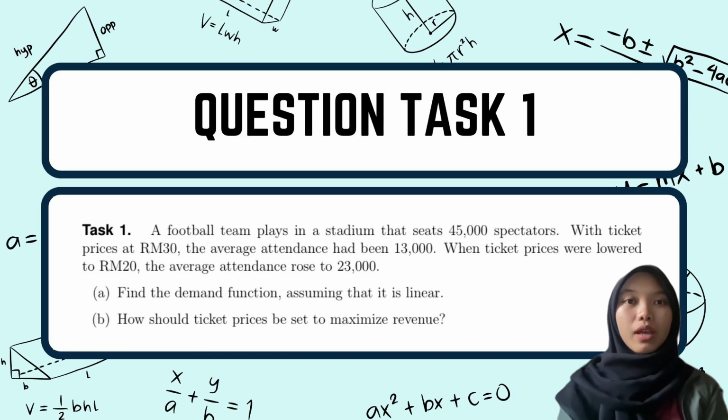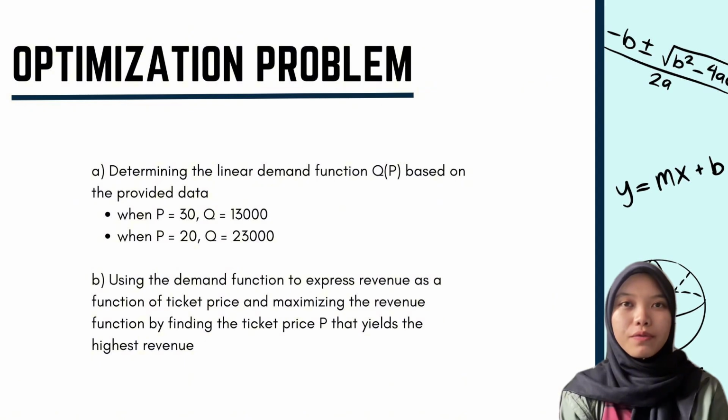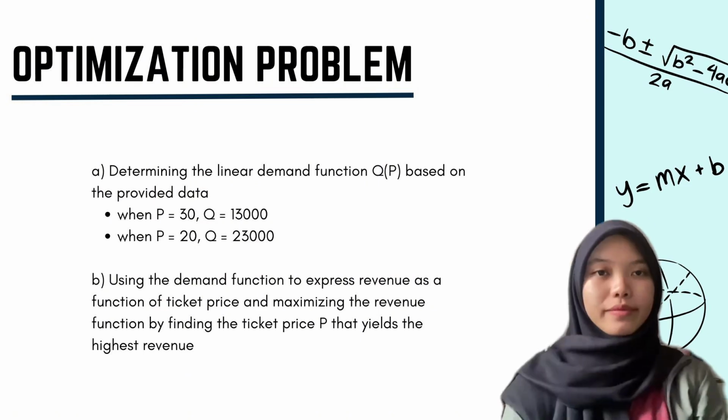For the question of Task 1, our primary objective is to find the demand function by assuming that it is linear, and then determine how the ticket price should be set to maximize revenue. By leveraging theoretical knowledge and practical tools, we aim to demonstrate how optimization techniques can be applied to real-world scenarios. This project explores the domain of optimization problems, focusing on maximizing revenue. Optimization problems are critical in various fields, where we aim to find the best possible solution under given constraints.